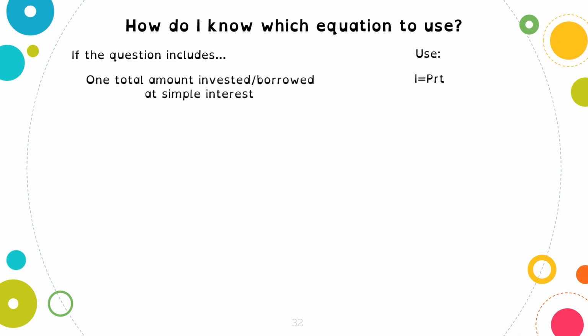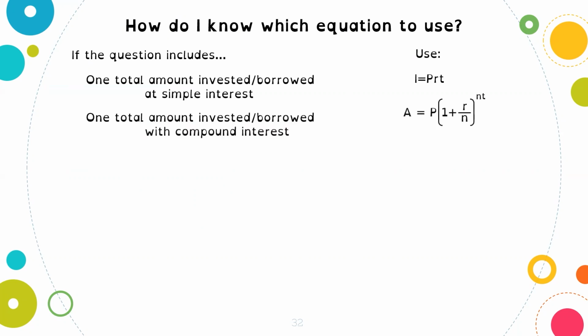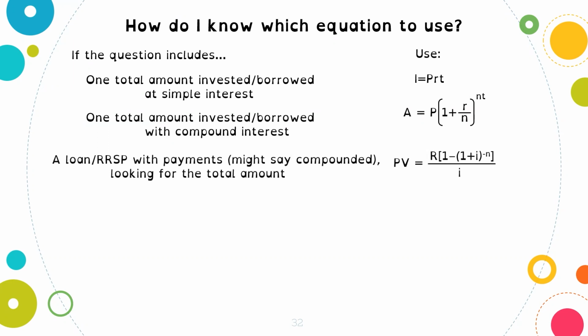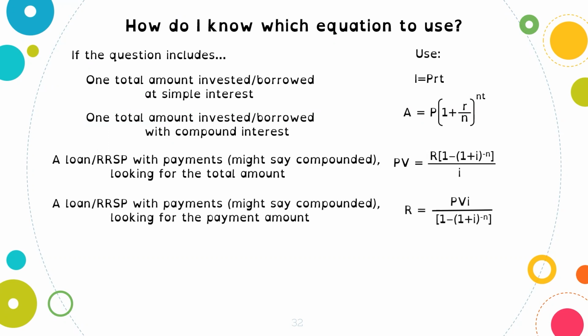If the question includes one total amount invested or borrowed at simple interest, we use I equals PRT. If you have one total amount being invested or borrowed with compound interest, you use A equals P times 1 plus R divided by N, all to the exponent NT. If you have a loan or an RSP with payments, it might say compounded or it might not, and you're looking for the total amount, you know how much your payment is, you do PV equals R times 1 minus 1 plus I, all to the exponent negative N, divided by I. If you have a loan or RSP with payments and you're looking for the payment amount, you do R equals PV times I divided by 1 minus 1 plus I to the exponent negative N.